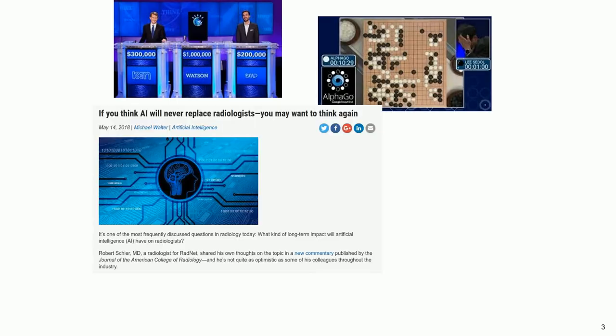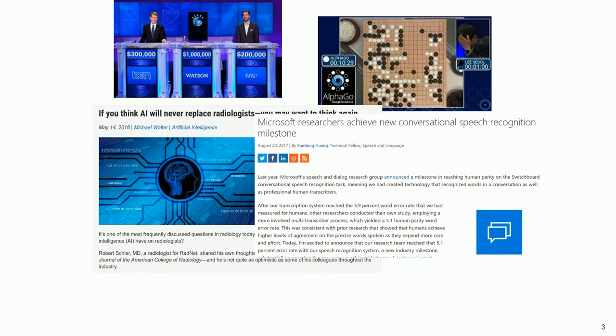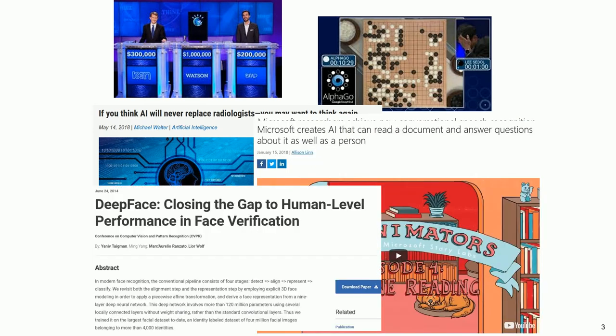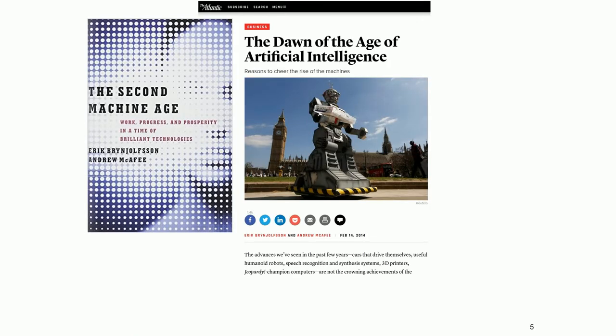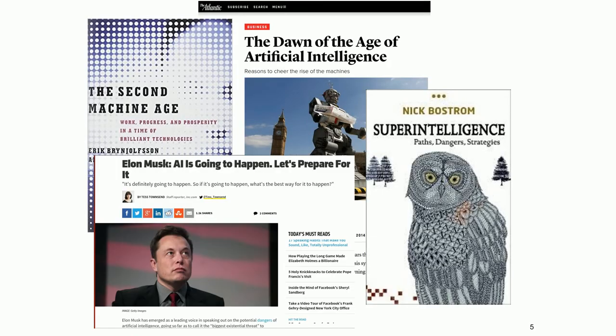These are a few applications. Some of them I've already discussed, and there are some newspaper cuttings as well. Now deepfake is working and closing the gap to human level performance in face verification. It means that pattern recognition is our strength, and machines are getting a really good pace toward that. And there are good journals and books coming out in the field of artificial intelligence.